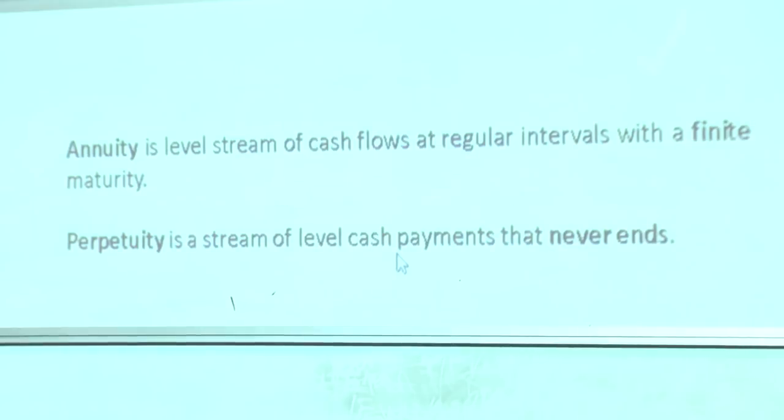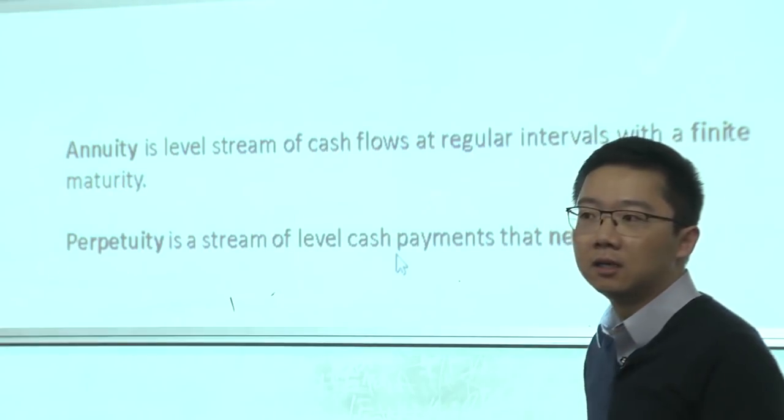There are different types of cash flows. The simple one is one cash outflow and one cash inflow. But there could be very complex ones, and we learned two slightly more complex streams of cash flow: annuity and perpetuity. What is an annuity?